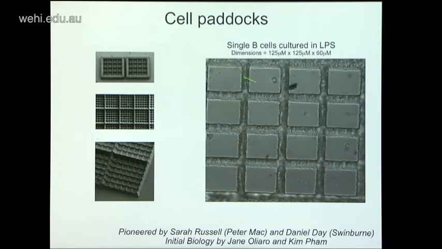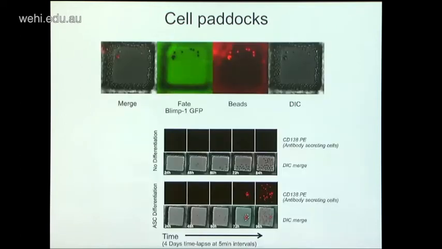Although I did this experiment, by then all the initial biology was done by Jane Oliaro at the Peter Mac, and Kim Pham, who was at the Peter Mac as well, was here at the time and is now here. So you could now say, all right, on top of all the information we have about growth and cell death and what everything's doing, now we can actually measure the lineages of what the cells would do.